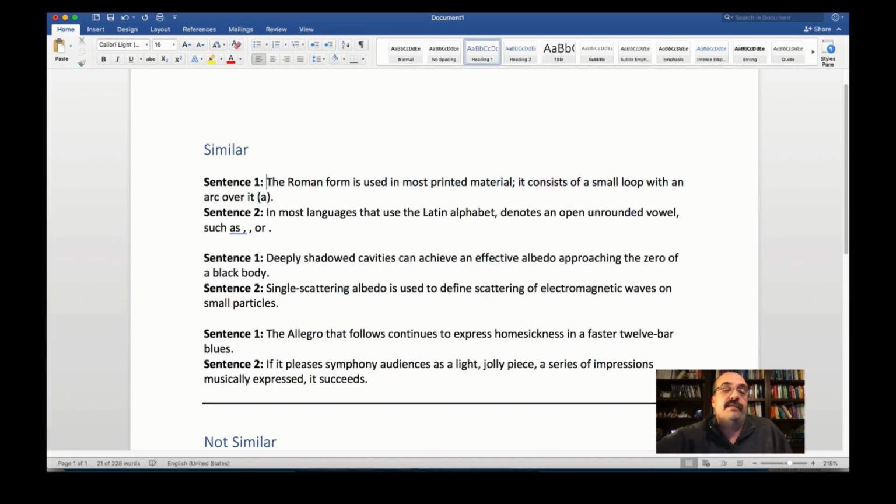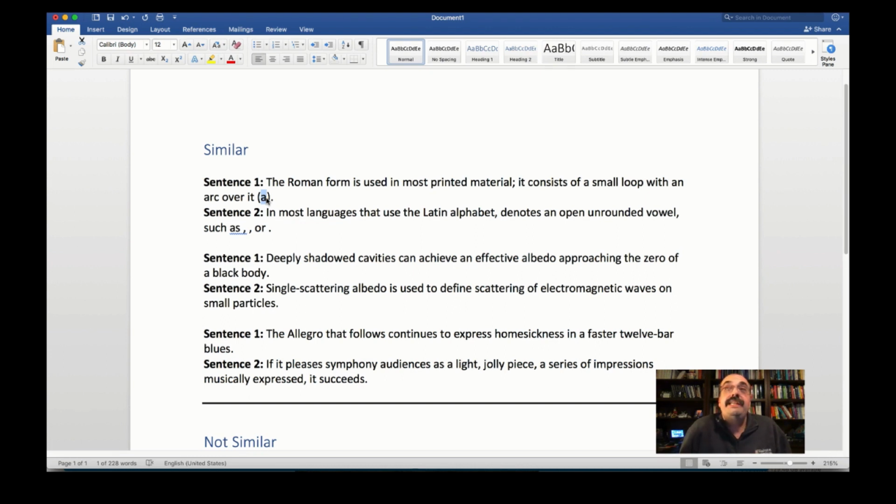So let's look at this first sentence. The Roman form is used in most printed material. It consists of a small loop with an arc over it, and then there's an A in parentheses. Now that A in parentheses was probably a figure in the original text, so that didn't get transferred because this is pure text. But hey, that's the way it is on these kind of data sets. So you'll have some loss of data.